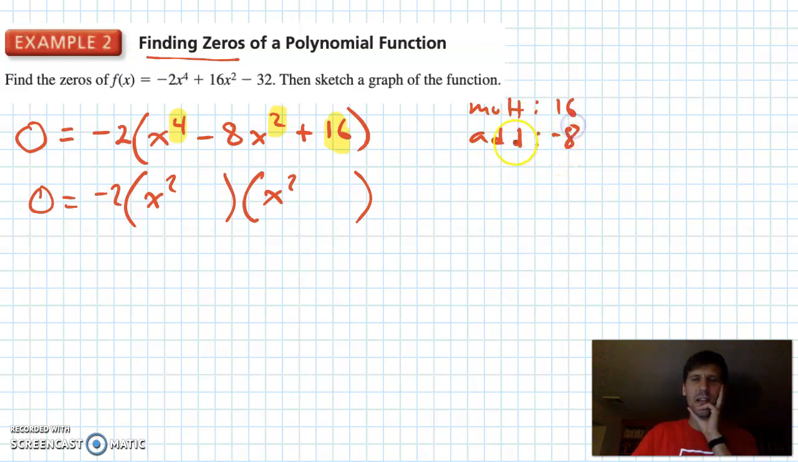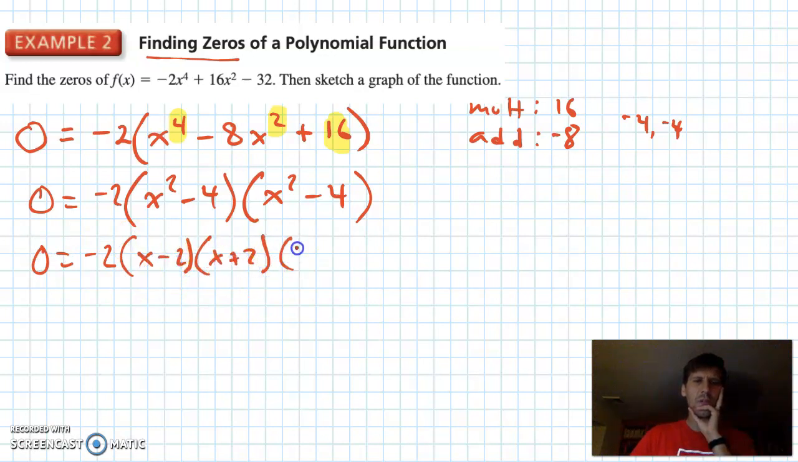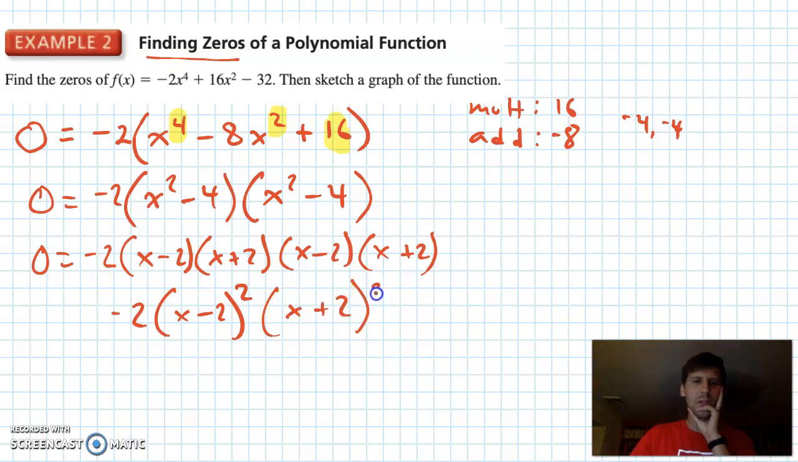Oh my gosh, it's kind of just like the last one. It's got to be -4 and -4, right? So I get x squared minus 4 and x squared minus 4. Or I could do x squared minus 4 squared. Oh, but wait, those are differences of squares, so I can break those down further. Okay. And then I guess I could rewrite it this way. X minus 2, I could put these two together to make it squared. And I could put those two together, make it squared.